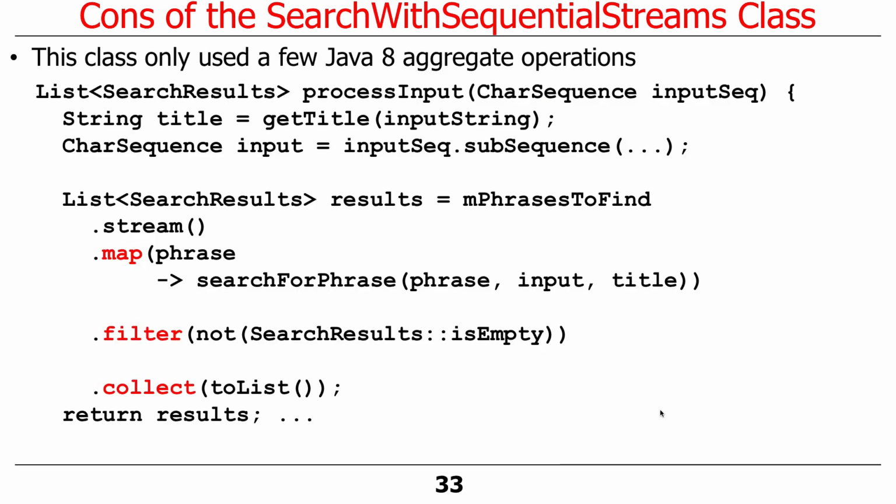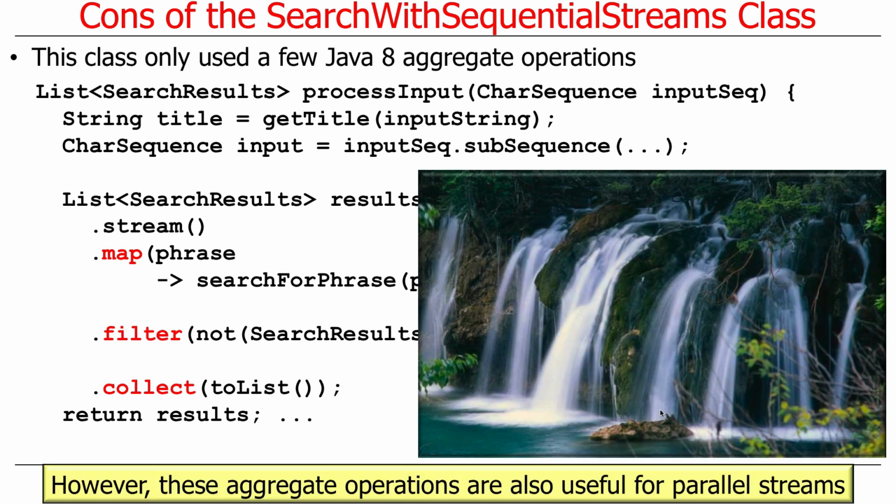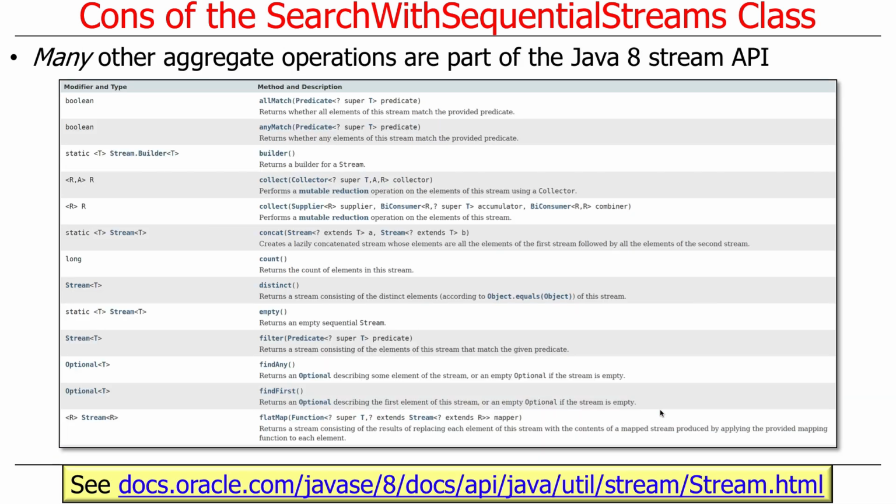This example, while being very simple to understand, also only uses a handful of stream operations. There's lots more. The good news is, even though we only use a handful of them, they're all relevant for parallel streams. So when we talk about the parallel stream version, you'll see that the only thing we really do here is we change stream to parallel stream. And all these other operations work perfectly out of the box. So that's where we're headed down the road.